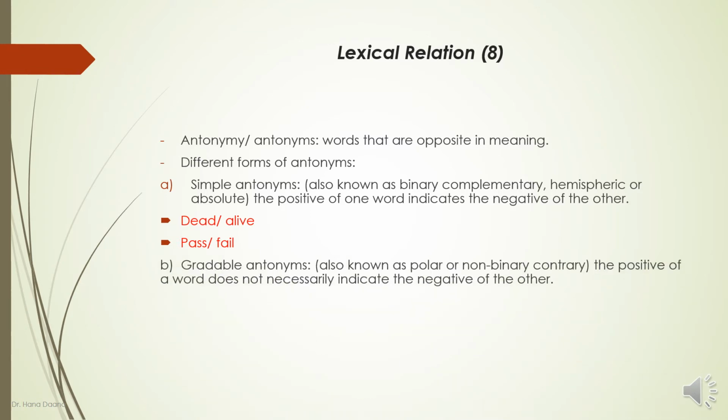Okay. The second form is gradable antonyms, also referred to by Charles Cradler as polar or non-binary contrary. Here the positive of a word does not necessarily indicate the negative of the other one. For example, cold and hot. When I say my drink is cold, it doesn't necessarily mean that it's not hot. When I say my drink is not hot, it does not necessarily mean that it is actually cold. It might be warm but not hot.